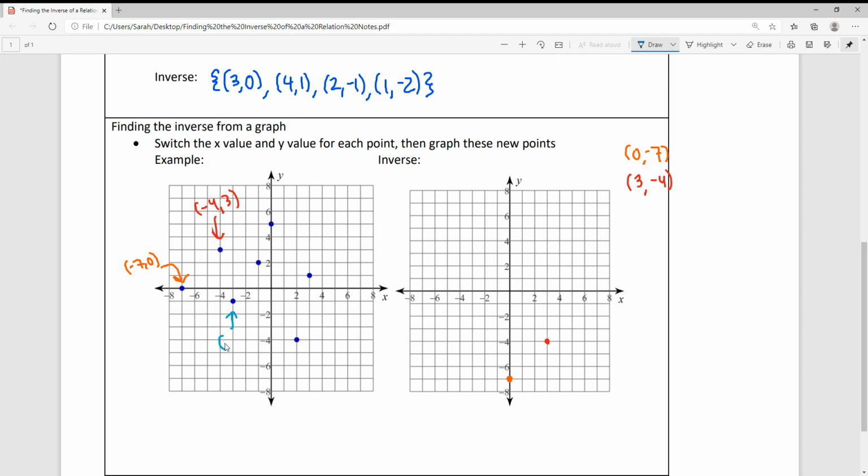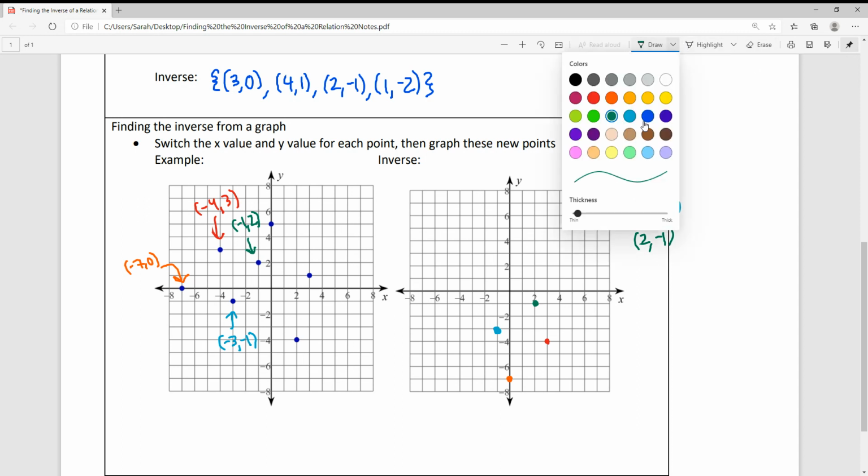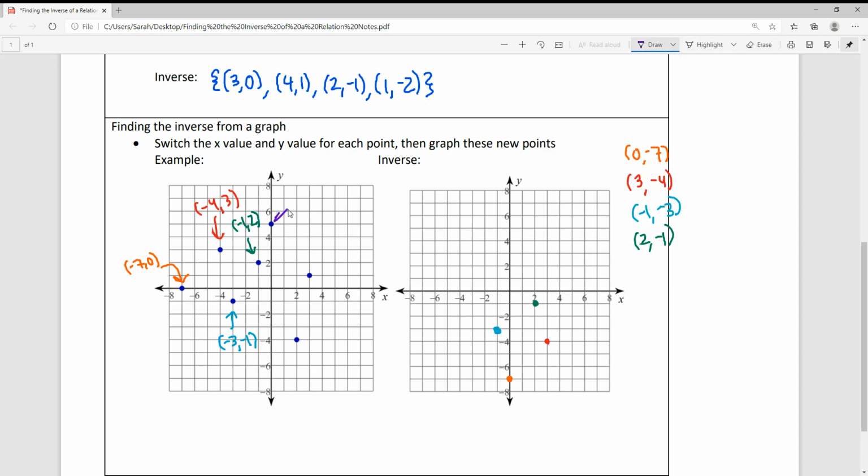This point is negative 3, negative 1. Inverting that becomes negative 1, negative 3. So X is negative 1, Y is negative 3, goes right here. This point is negative 1, 2. Inverting that, it becomes 2, negative 1. This point is 0, 5. Its inverse is 5, 0. X is 5, Y is 0, so it goes right here.